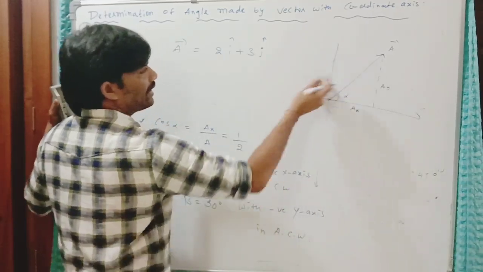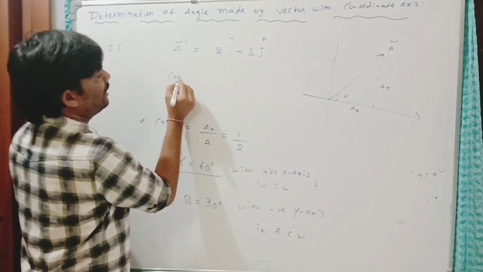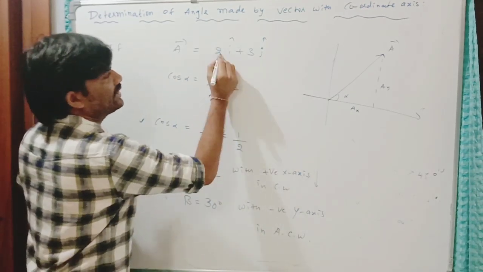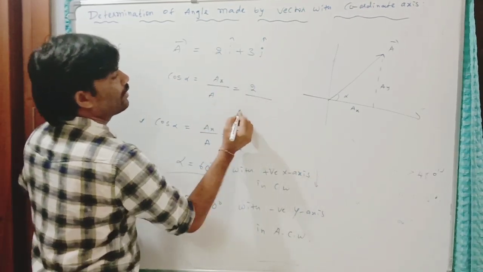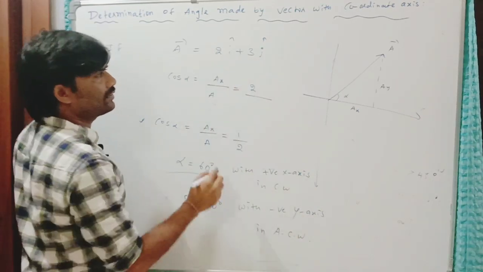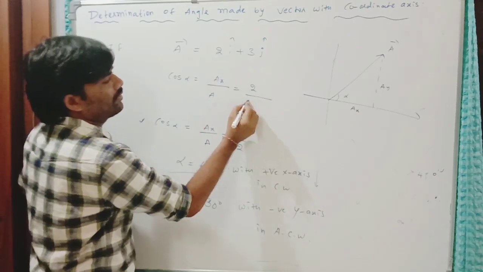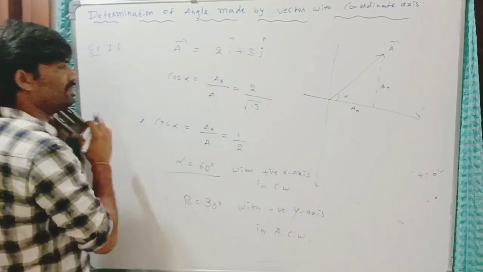Or you can also write tan, or also you can apply cos alpha. Cos alpha is what? Ax by mod A. What is Ax? This is 2, mod A is root of 2 square plus 3 square, 9 plus 4, that is root 13. This is cos alpha.